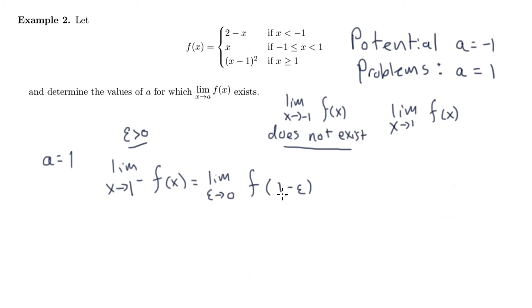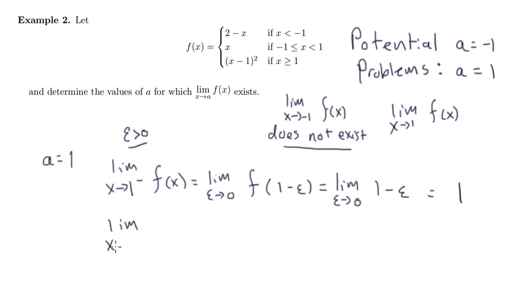And 1 minus epsilon is less than 1 by just a little bit. So we're in this middle definition of the function. So this is just the limit as epsilon, that small positive number, goes to 0 of 1 minus epsilon. But that's just 1. I can just plug in epsilon equals 0. How about from the right?